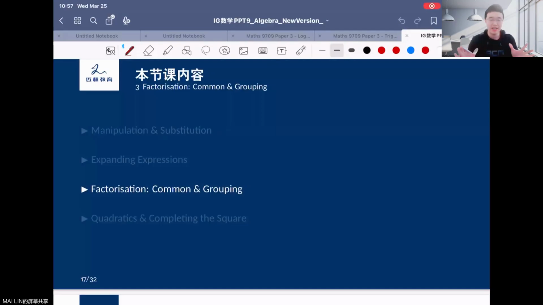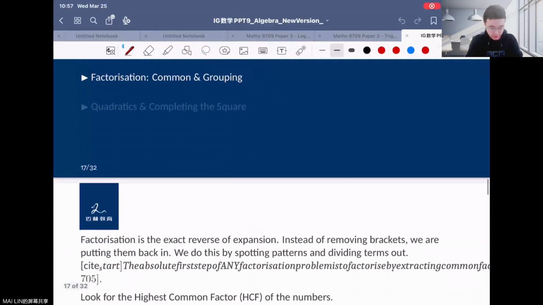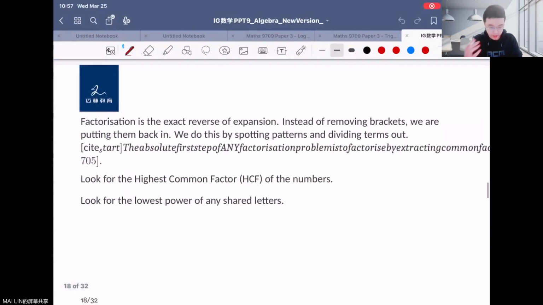Okay, hello guys. Today our topic is about factorization. We're talking about the common factors and groupings. So first of all, let's move into understanding what factorization is.